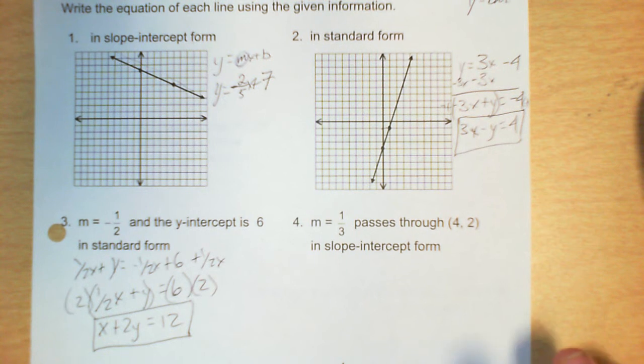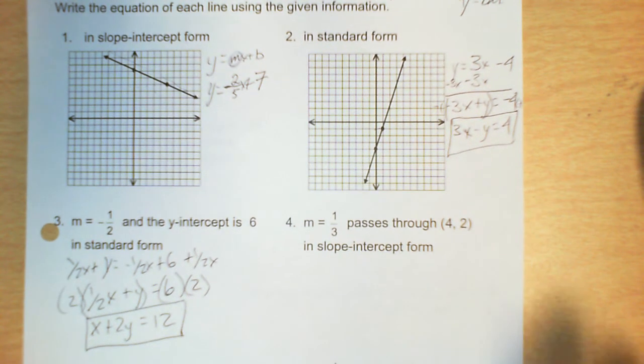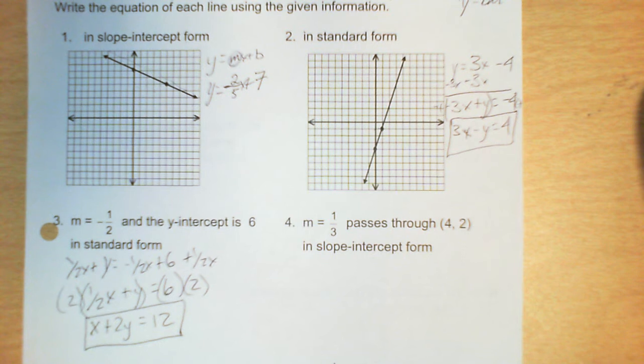Another reason why we really like slope-intercept form rather than standard form is that if you have a graphing calculator, your graphing calculator is designed to have everything put in as y equals, which is your slope-intercept form.